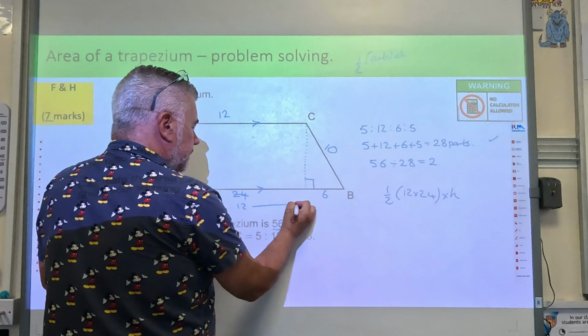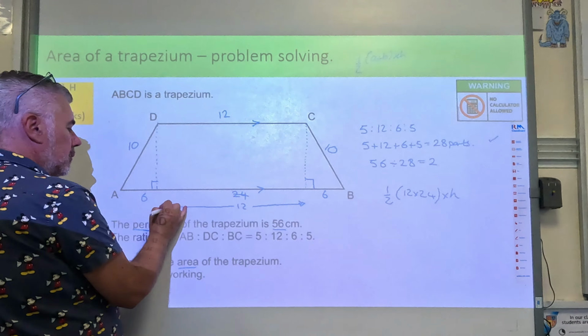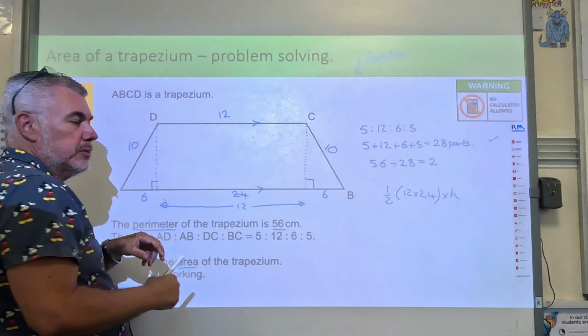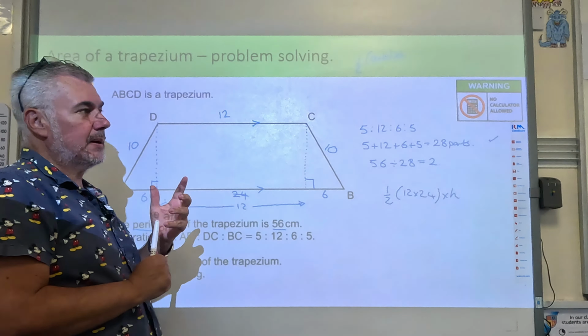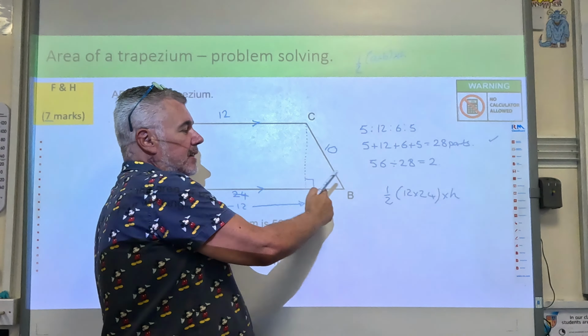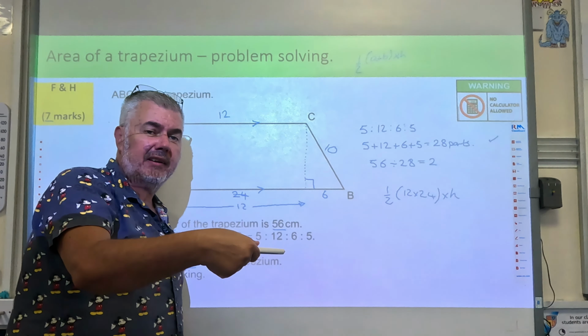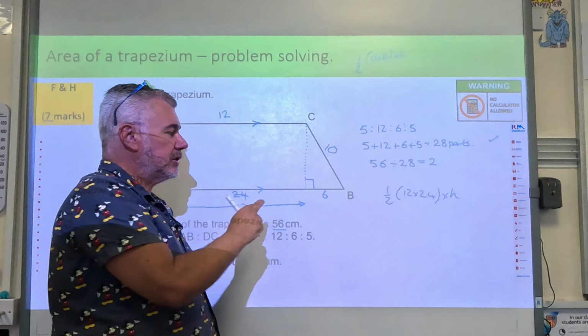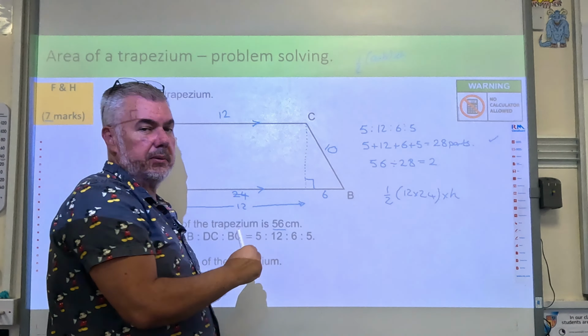If that's 12, but the whole thing needs to be 24, 12 add 6 will give me that 24. Why do you think I'm doing this? Well, I'm doing this to try and work out this height. If you've watched my Pythagoras video or one of the previous ones, you'll know in any right angle triangle, as soon as I know two sides, I can work out the third side.